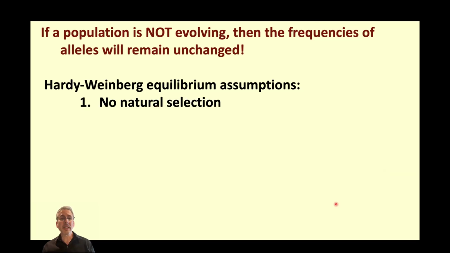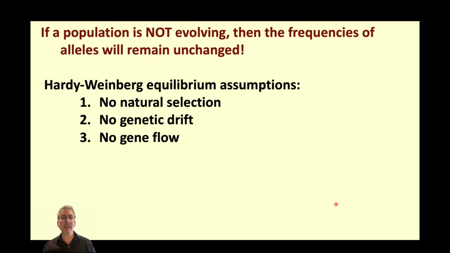So, what are some of the assumptions that would have to be met for a population to not be evolving? Well, first of all, you cannot have any natural selection. No phenotypes can be selected for. None can have an advantage over any other phenotypes. In addition, there can't be any genetic drift. By genetic drift, we simply mean random changes in allele frequencies due to just random events. We'll come back to that in a bit.